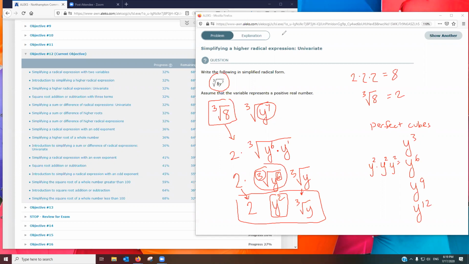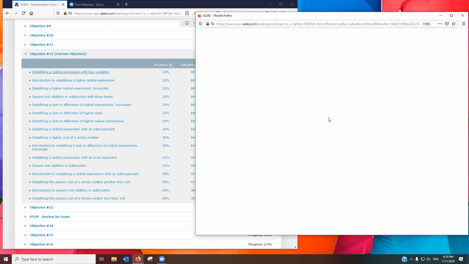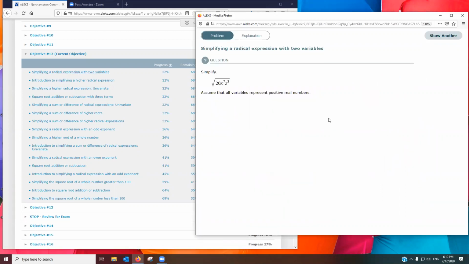Okay, I think, let me just see this. Did we do this first one? No, we didn't do this one because this has several variables underneath. All right, well, even though there's 2 variables here in this problem, I'm still going to set it up the same way. The first thing I'm going to do is let me break this up into separate square roots: square root of 20, square root of x to the 7, square root of z to the 3, and I'm going to try to simplify each one of these separately.